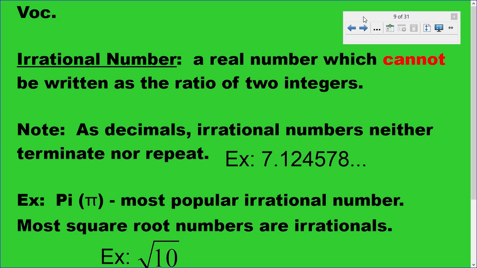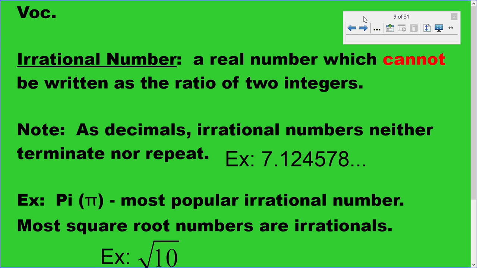Example, pi. Pi is the most popular irrational number. You should commit that to memory. Any product of pi, like 2 times pi, 3 times pi, 3 pi, 4 pi, with the pi notation, is irrational, because pi is irrational even though it's being multiplied.